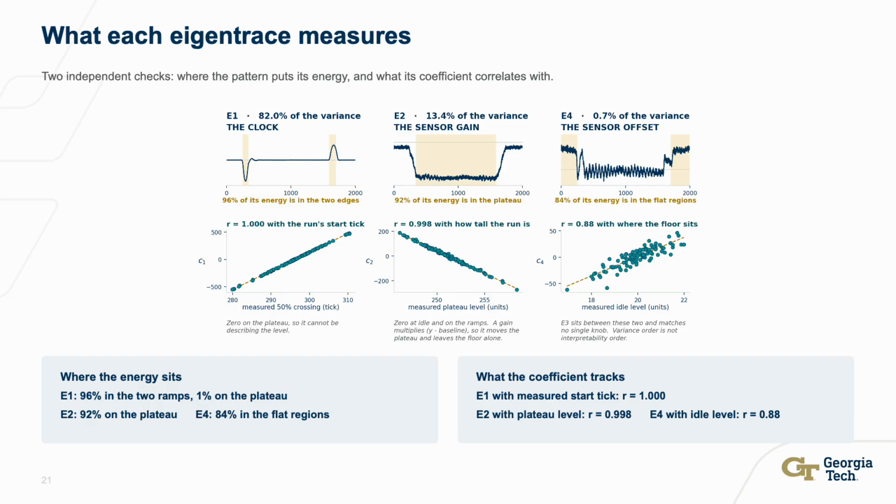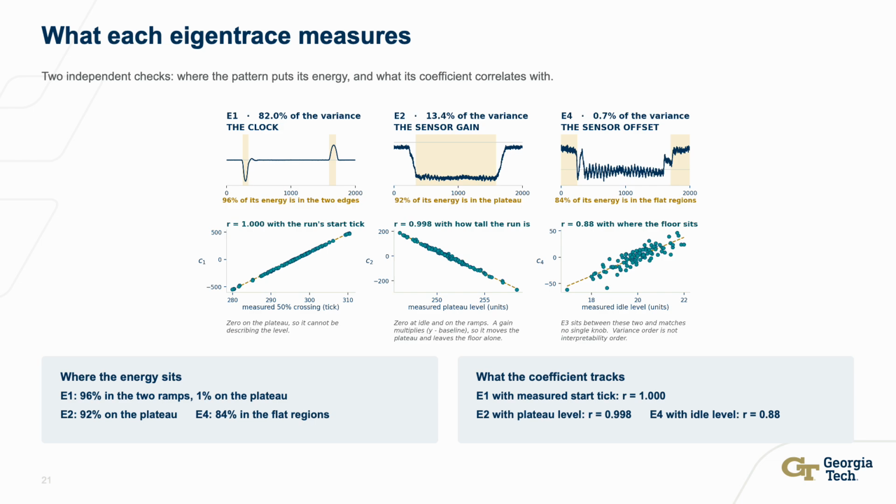If a pattern is essentially 0 everywhere except 2 ramps, it cannot be describing the plateau level, whatever else it might be doing. E1 has 96% of its energy in 2 edges and 1% on the plateau. E2 has 92% on the plateau. E4 has 84% in flat regions at either end.